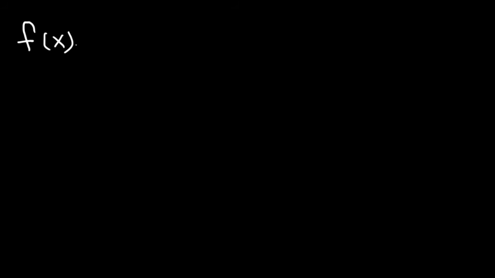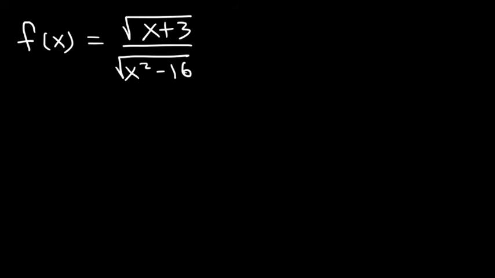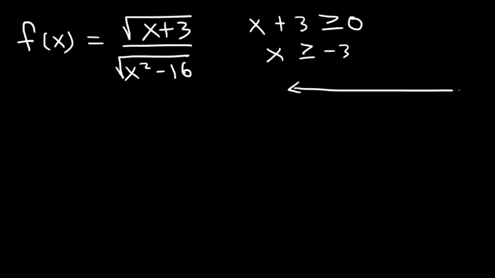Now let's see the next one. Suppose f(x) is the square root of x plus 3 divided by the square root of x square minus 16. Here also many things you have to see. First one is x plus 3 greater than or equal to 0. From that I will get x is greater than or equal to minus 3, and minus 3 I have marked here. Next it is also included, then it will be infinity.